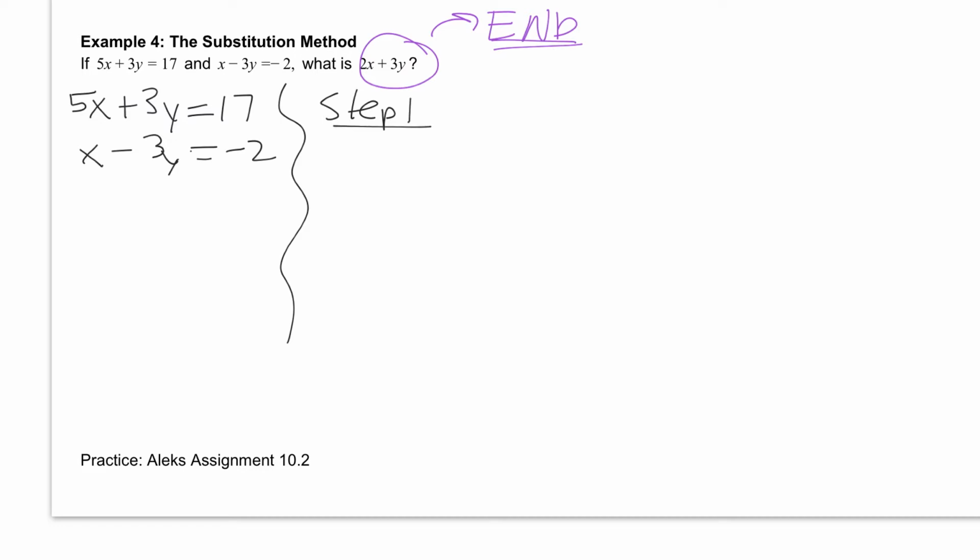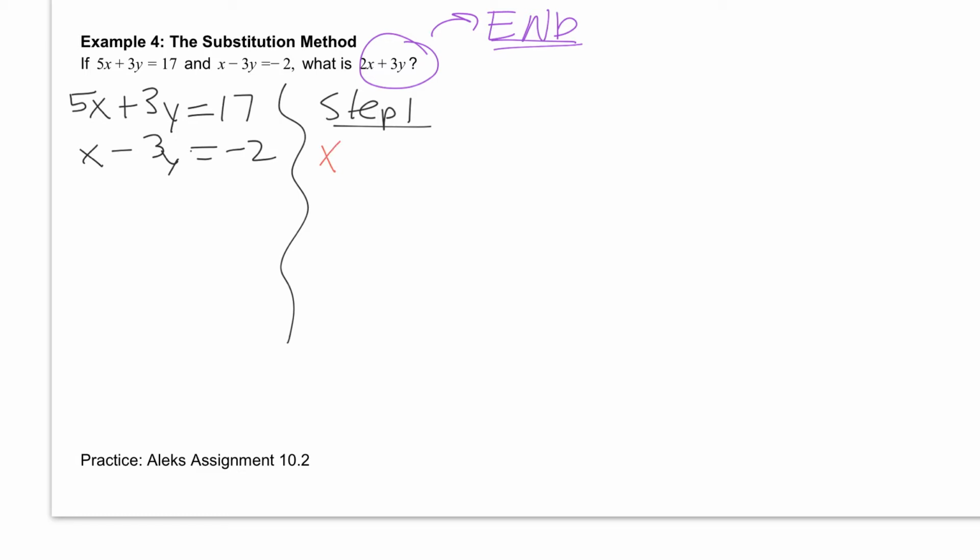So in step 1, we want to find a variable to solve for. If I take a look at my first equation, this x has a coefficient of 5, the y has a coefficient of 3. Neither one of those seem very good to me to solve for. So let's take a look at the second equation. And if I take a look at the very first variable, this x has a coefficient of positive 1, so that's the one I'm going to solve for.